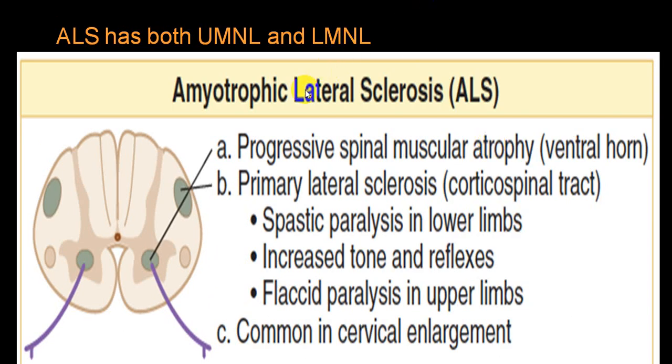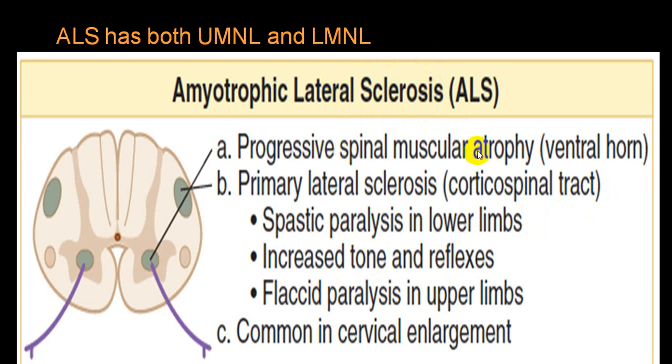We already mentioned that in amyotrophic lateral sclerosis, progressive spinal muscular atrophy will mainly involve the anterior horn, and in primary lateral sclerosis, you will have the corticospinal tract involved, which will produce upper motor neuron findings below the level of lesion, mainly in the lower limbs, and there will be increased tone and increased reflexes. In the upper limb, you will have a flaccid paralysis because of involvement of the anterior horn cell. This is very characteristic in case of amyotrophic lateral sclerosis.